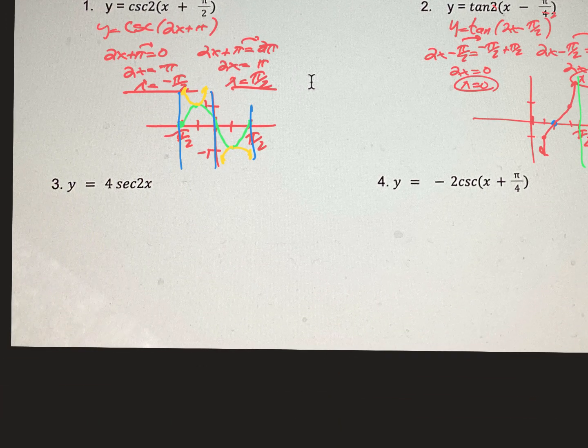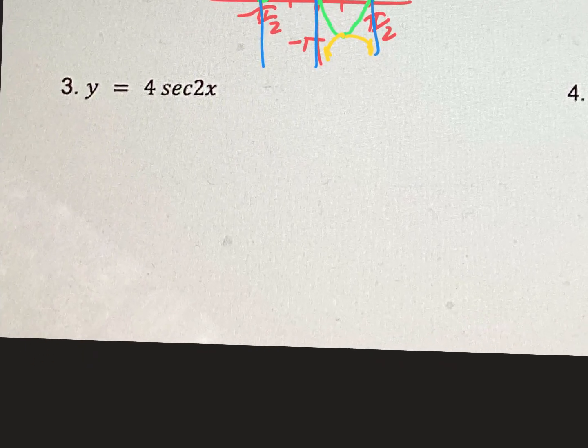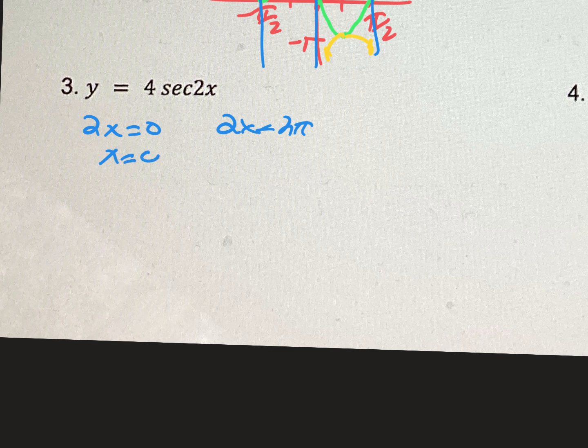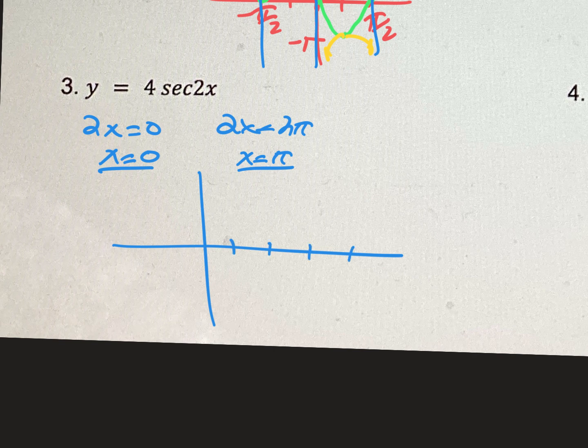Number 3 is the easiest of the 4 because there's no phase shift. So I'm just going to say 2x, which comes after secant, equals 0, and 2x equals 2 pi. Much like number 1 I did. Divide by 2, divide by 2. So I'm going to start my graph at 0, finish it at pi. Because I'm starting at 0, that's the y-axis. I'm going to go 4 ticks, which pi is the 4th one. Pi over 2 is halfway.